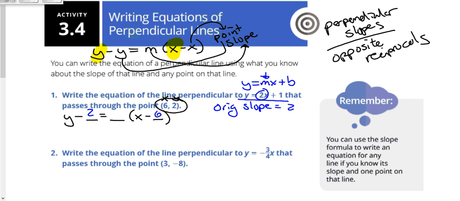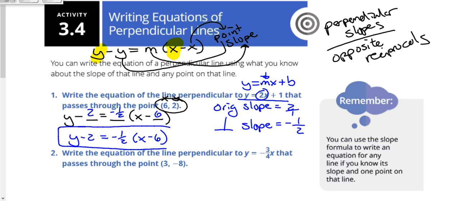So opposite reciprocals for perpendicular. So if my original slope is positive, that means my perpendicular slope is negative. If my original slope is 2, or in this case I can write it as 2 over 1, my perpendicular slope is going to be 1 over 2. So opposite, 1 positive, 1 negative, reciprocals, the numerator and the denominator flip. So I have negative 1/2. So the equation of my line is y minus 2 is equal to negative 1/2 times x minus 6.